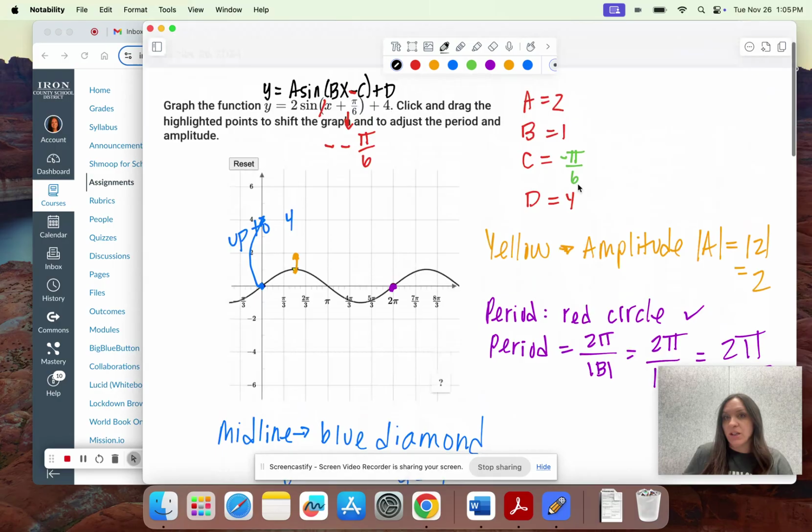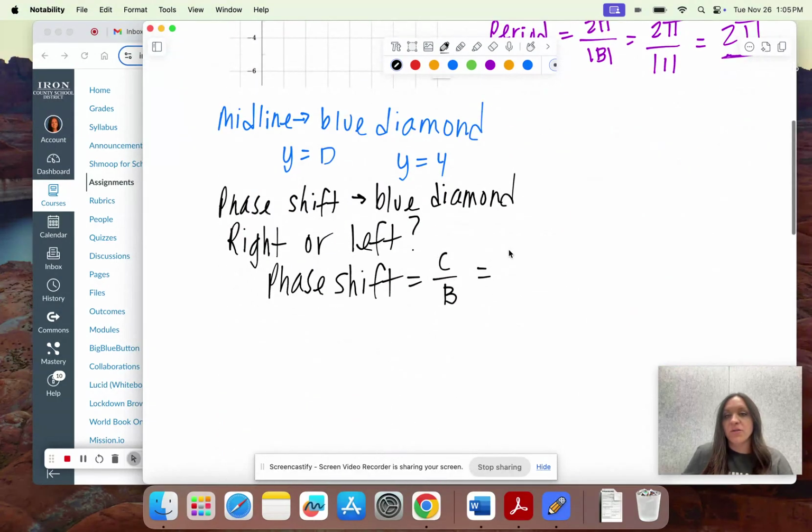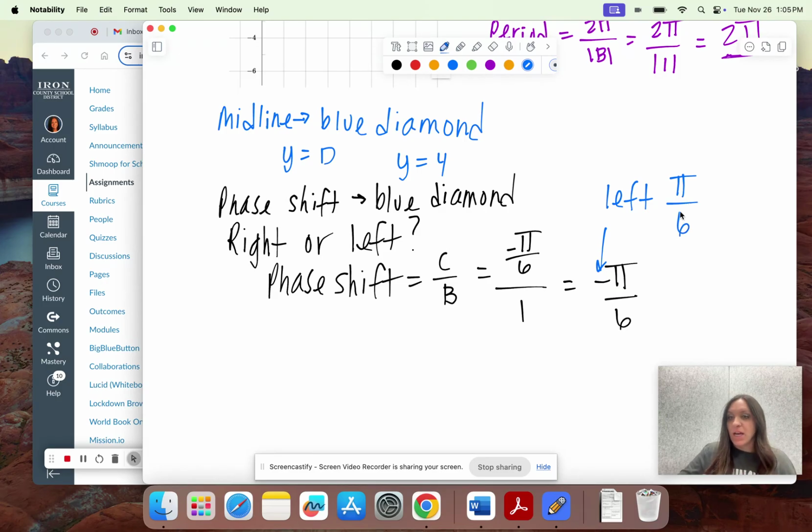Let's go get those values. C is negative pi over 6, and B is 1. Well, anything over 1 is just itself, right? It's negative pi over 6. So because it's a negative, we're going to go left pi over 6. So that tells us positive or negative, which way we're going, and then how far we're going.